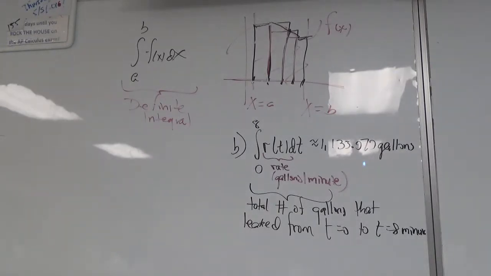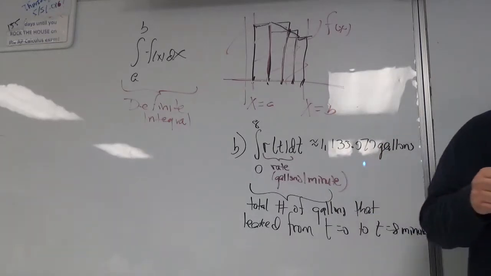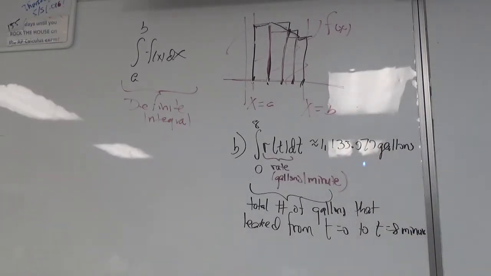The area that you get, the numerical value that you get, is going to represent that many gallons that leaked out. Not how fast, but how many.